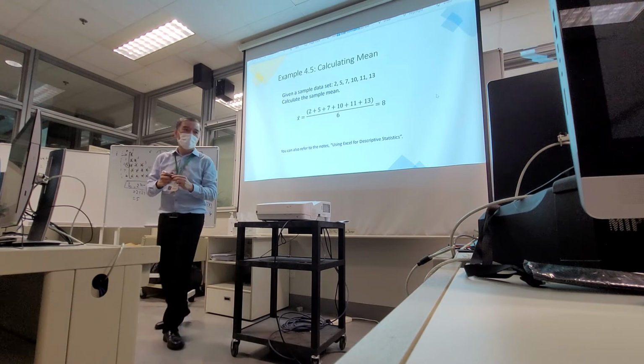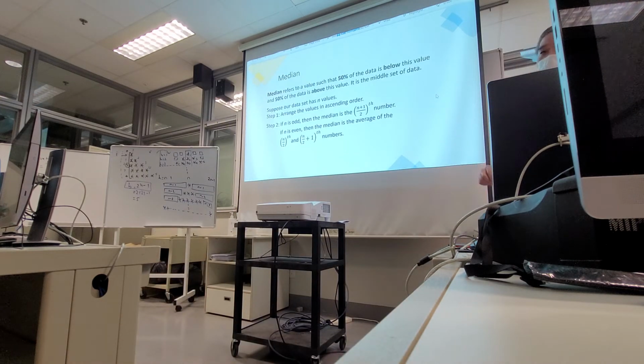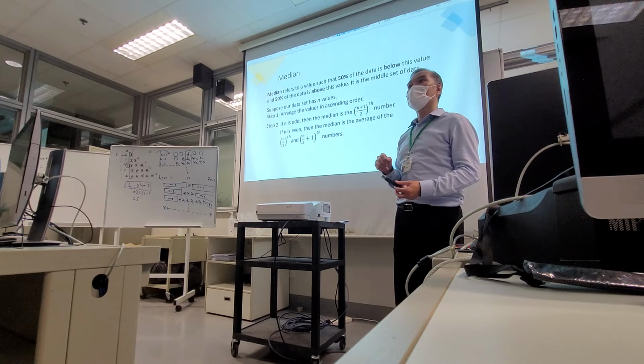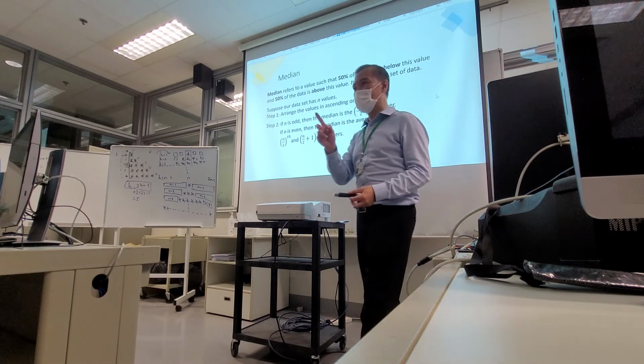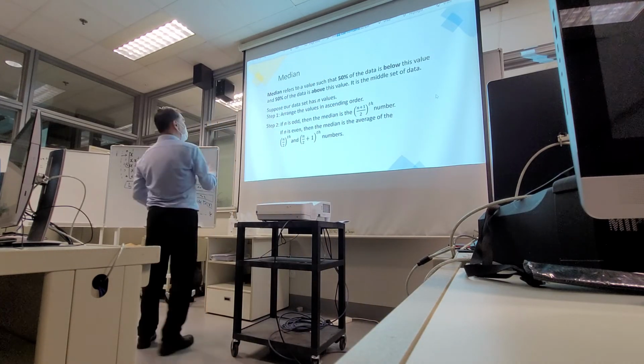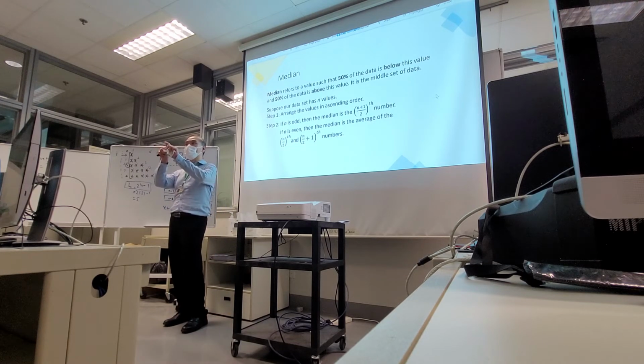Then the next one is called median. Can you tell me what is the difference between mean and median? Median is the middle number. Correct, good. But take note, before you can find the median, you need to arrange the numbers in ascending or descending order. Doesn't matter. Remember, it must be sorted. To calculate mean, you don't need to sort, but to calculate median, you need to sort.